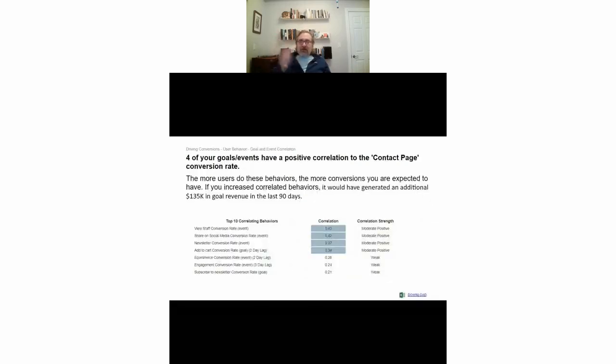This is another one about where we point for testing, correlation, right? What are the events, the viewing staff, right? Who are our staff? Sharing on social media, signing up for the newsletter, right? Here's the strength of the correlation to conversions, to sales conversions. And then likewise, here are some conversions that have very weak correlations, right? So how do we increase the strength of these correlations, and how do we try to drive more people into these behaviors that do have these correlations to outcomes?